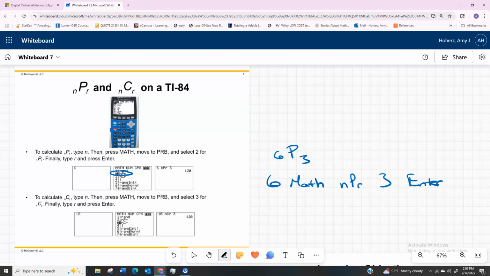And for a C, same thing. If you wanted to do 10C3, for instance, you would put in 10. You would hit the math button, which is this one over here, and then you would choose nCr from your drop-down menu, which is the third one. Then you would put in your 3, and then you would hit enter.